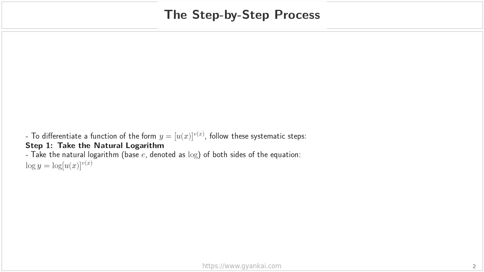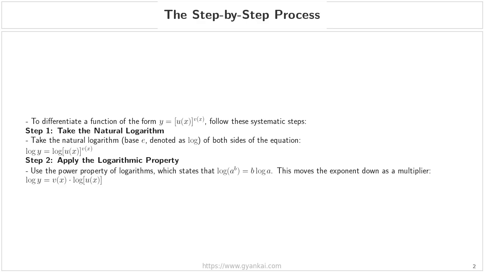Step 1 is to take the natural logarithm of both sides of the equation. By doing this, we transform our equation into log y equals log of u of x raised to the power of v of x. In step 2, we apply a fundamental property of logarithms. The power property allows us to move the exponent down as a multiplier. This simplifies our expression to log y equals v of x times log of u of x. This is the most critical part of the process, as it converts a complex exponentiation into a product.